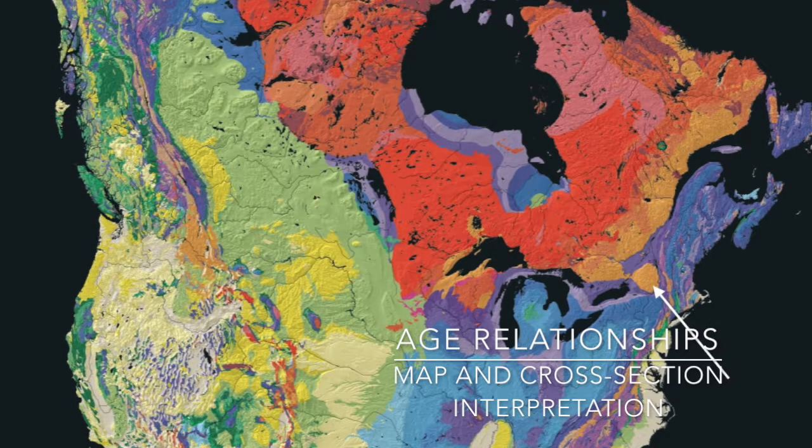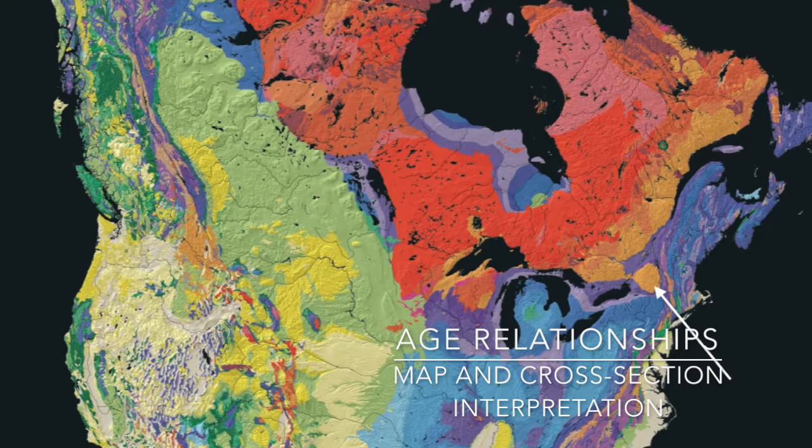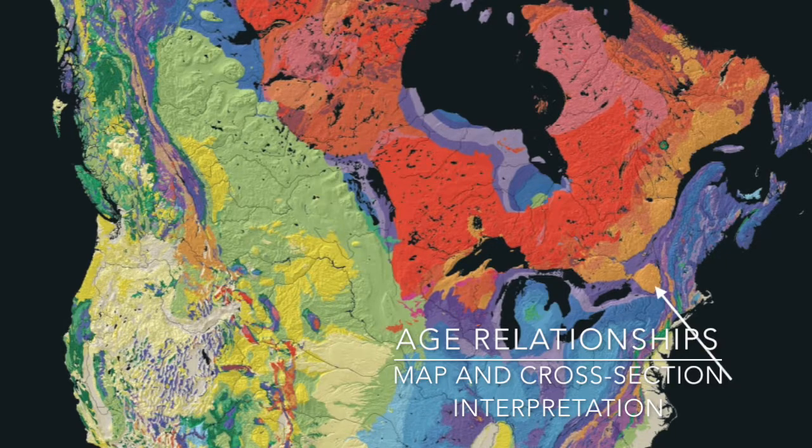For instance, an intrusive igneous body is younger than the country rock. Another example is that a vein is younger than the rock that it cuts.